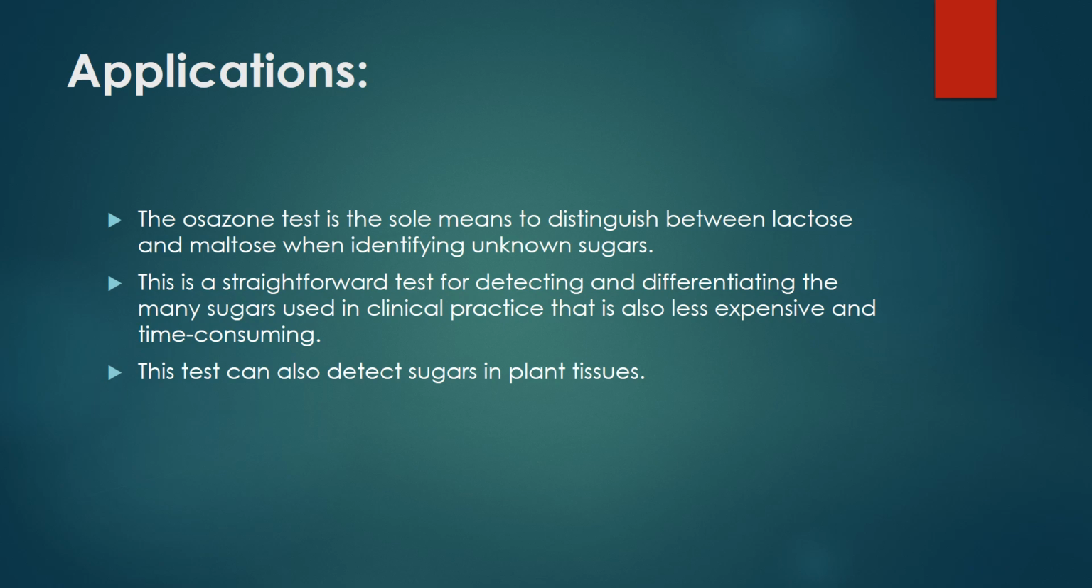In the applications of osazone, the osazone test is the sole means to distinguish between lactose and maltose when identifying unknown sugars, because they have different crystal shapes. This is a straightforward test for detecting and differentiating the many sugars used in clinical practice that is also less expensive and time consuming. This test can also detect sugars in plant tissues.